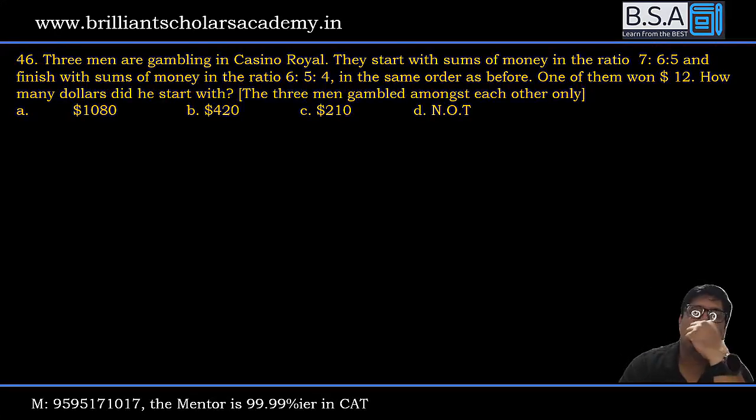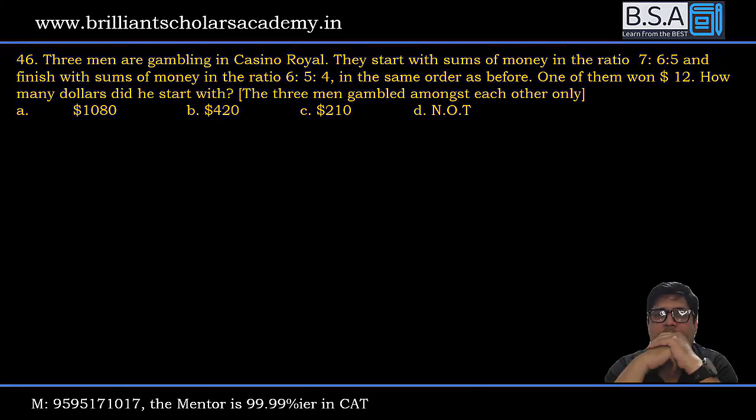Three men gambling in Casino Royale. They start with sums of money in the ratio of 7:6:5 and finish with the sums of money in the ratio 6:5:4 in the same order as before. One of them won $12. How many dollars did he start with? These three men are gambling against each other.